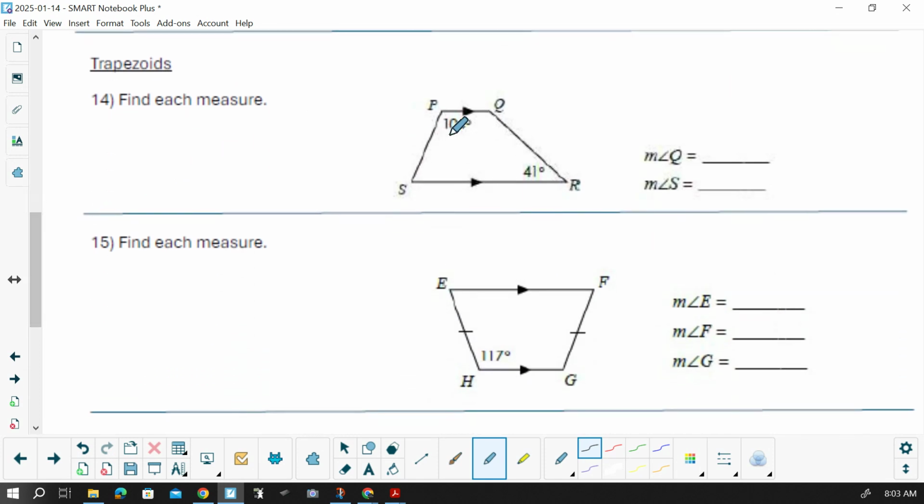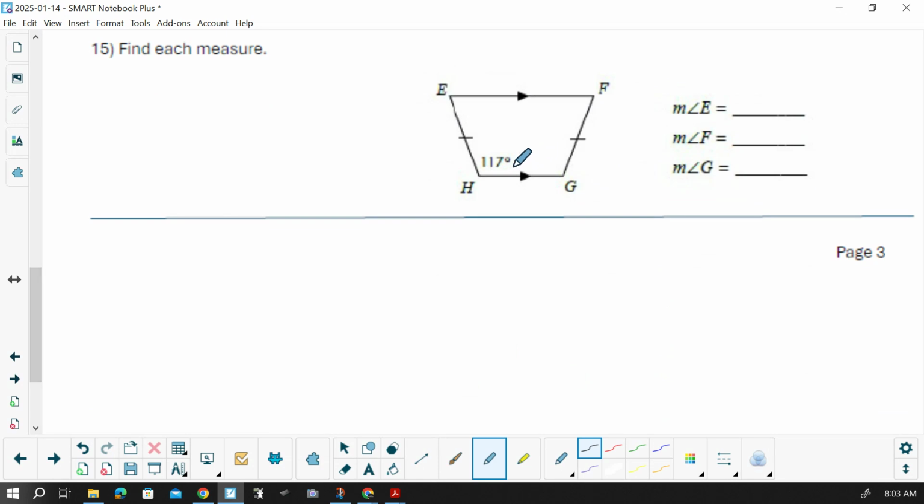Number 14. 104. So along this way, between those two parallel lines, makes 180. So this would be 76. Same thing over here. If this is 41, this would be 139. This one. Then we say angle Q, 139. Angle S, 76.